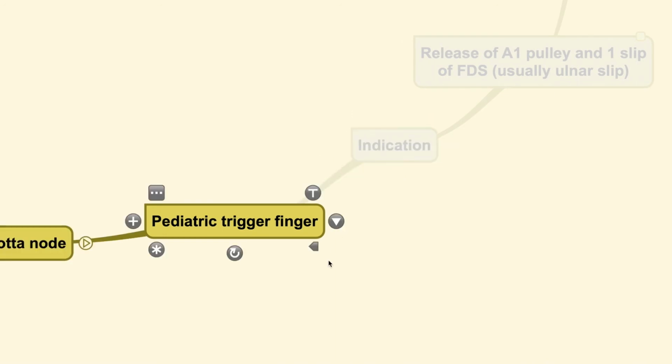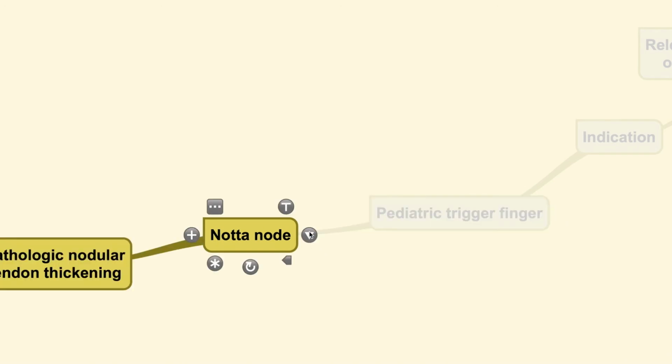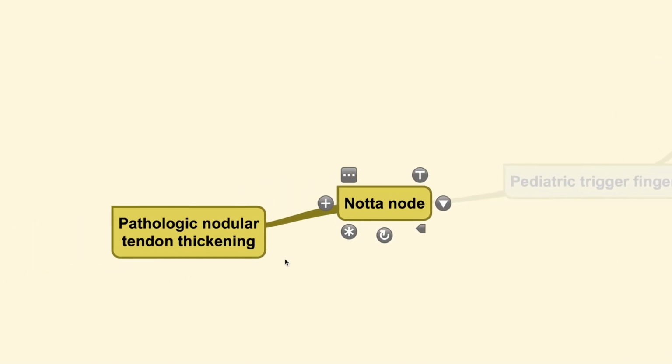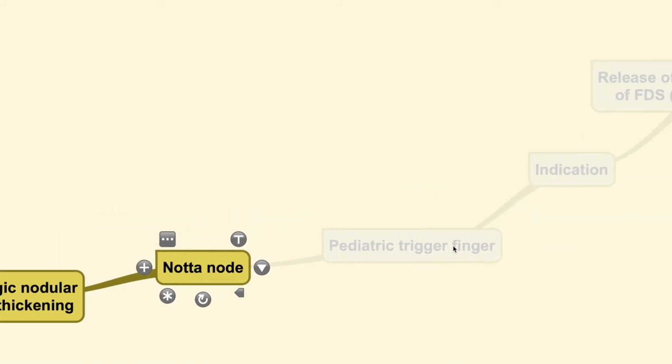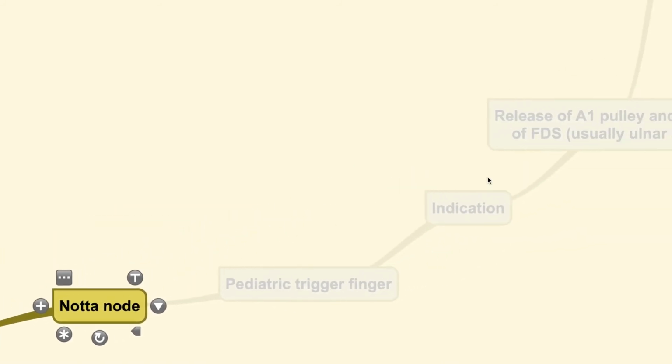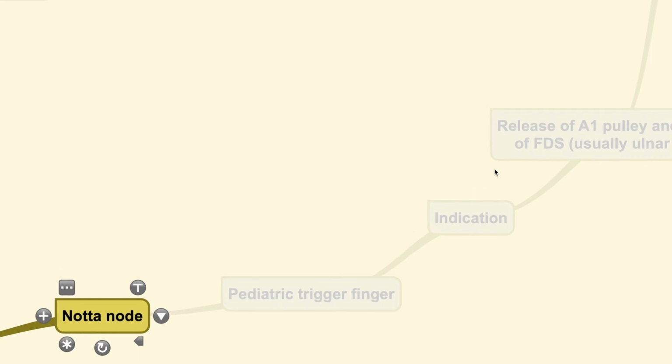In pediatric trigger finger, when you only release the A1 pulley without the release of FDS, usually the condition will recur. This is due to the high incidence of nota node formation, which is another name that is being given for a pathologic nodular tendon thickening that occur at the tendon itself. And if the slip of the FDS is not released partially, then there shall be recurrence in these cases.